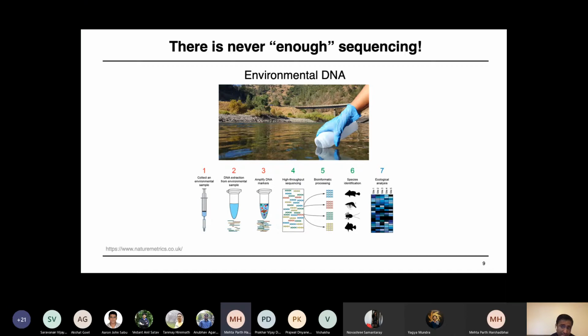There are perhaps a dozen other examples that I might have skipped, but what I'm trying to do here is convince you that as sequencing continues to get cheaper and more accessible, more such applications will emerge.